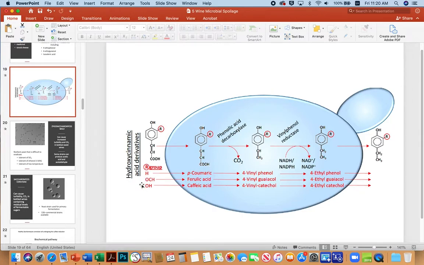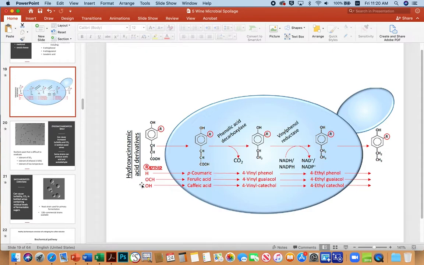We know that 4-EP, for example, has a medicinal, Band-Aid kind of smell, and 4-EG has a smoky, clove type aroma. And 4-EC, I've heard, though I've never smelled it personally, even though I do work with Brett, has a horse blanket or barn type smell. People say I can't pick it up because when you grow Brett, it usually produces 4-EP, and that's usually the dominant smell, so you mostly only smell the medicinal Band-Aid smell.